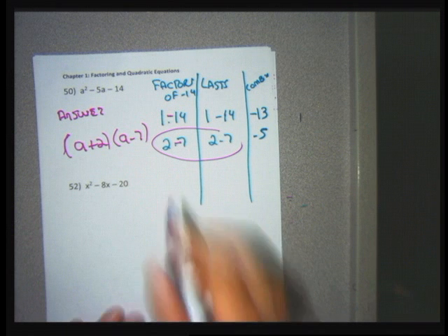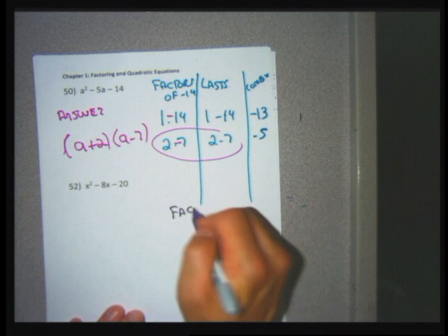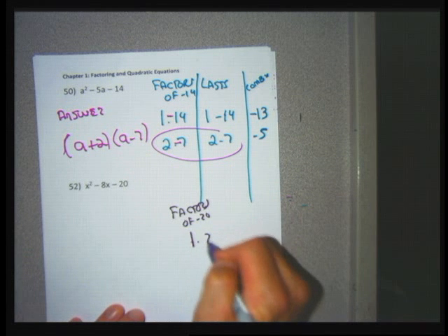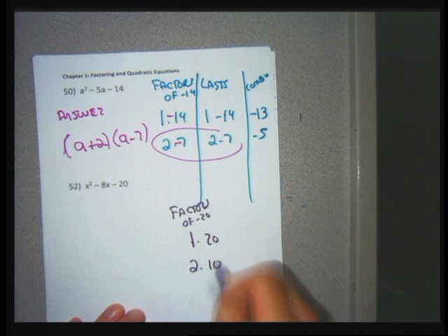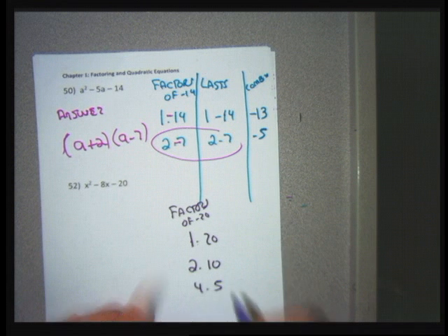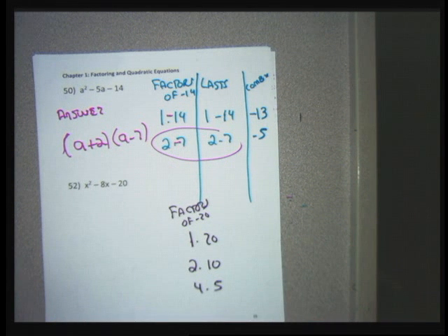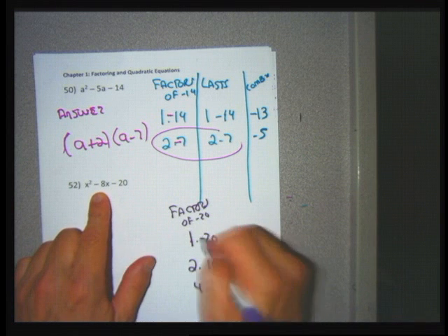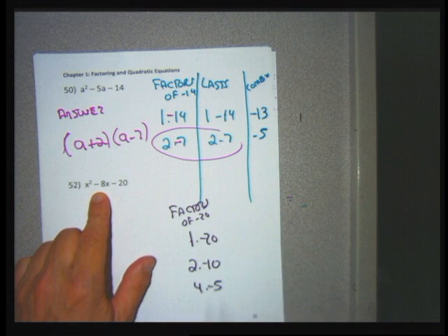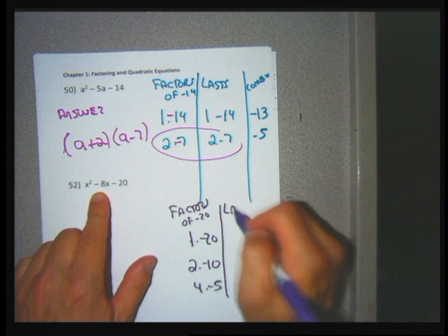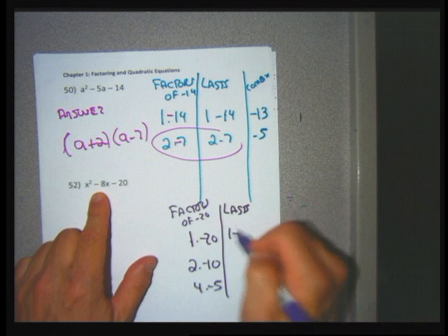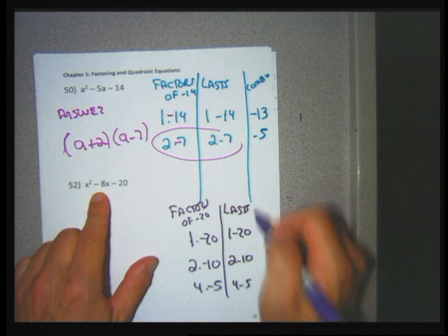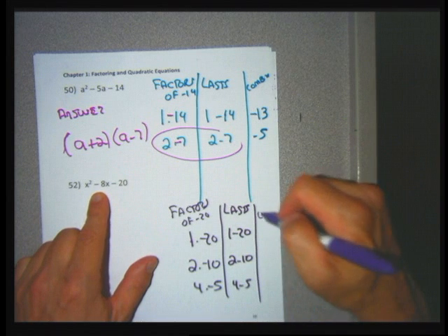52, I need factors of negative 20, which are 1 and 20, 2 and 10, 4 and 5. I need to get a negative with one of them because I'm trying to get a negative number. The negative goes with the bigger as opposed to the smaller, which makes my lasts either 1 and minus 20, 2 and minus 10, 4 and minus 5. Probably don't even need that middle column.